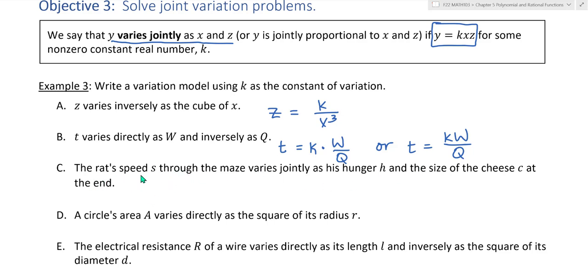Okay, part C. The rat's speed, S, through the maze varies jointly as his hunger, H, and the size of the cheese, C, at the end. Okay, so rat's speed, S, varies jointly as, so equals K. And so varies jointly means everything else, we're just multiplying it. So the H and the C. So it's just going to be times H times C. Now how does the rat know how big the cheese is? Anyway. Okay, so there we go.